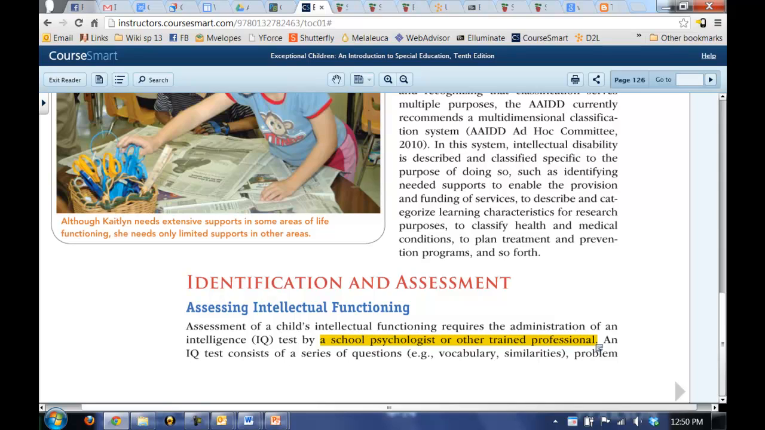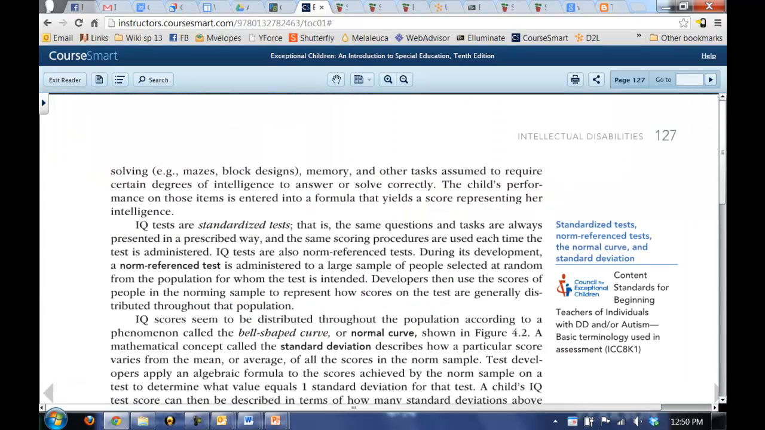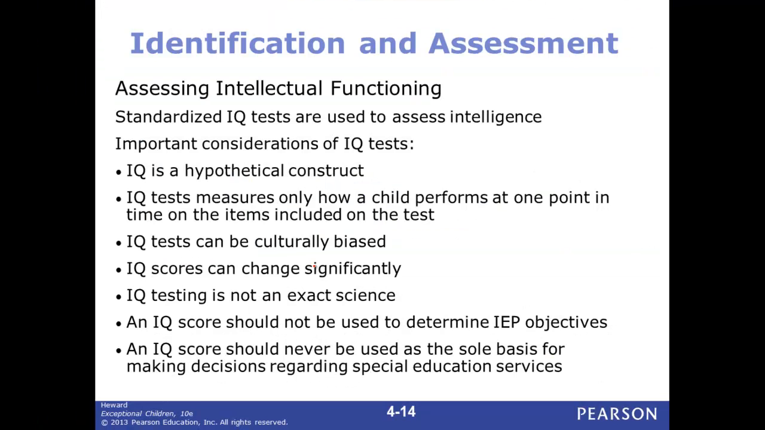The IQ test consists of a series of questions: vocabulary, similarities, problem solving like mazes, blocks, memory, and other tasks assumed to require certain degrees of intelligence to solve correctly. The child's performance on these items is entered into a formula that yields a score representing their intelligence. So it's formula based, and you can't do it by simply administering the test and then looking at the score. And that's why I had you back here.